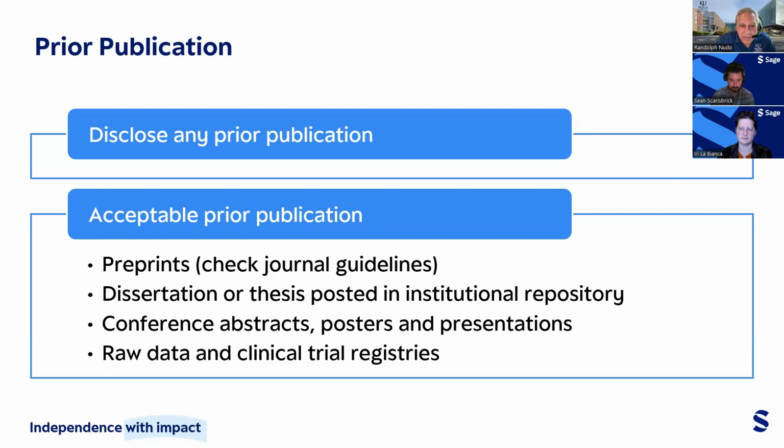Prior publication of an abstract or poster presented at a conference will generally not impact the manuscript's eligibility for publication. And again, even those abstracts or posters presented at conferences should be disclosed. Raw data and clinical trials registry.